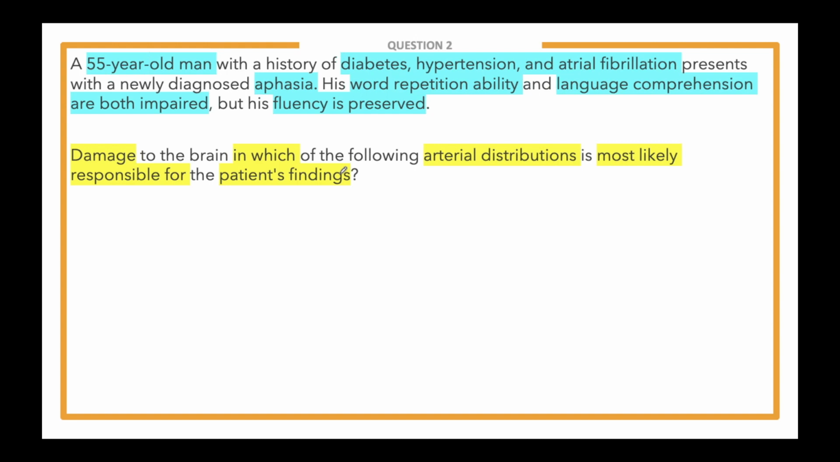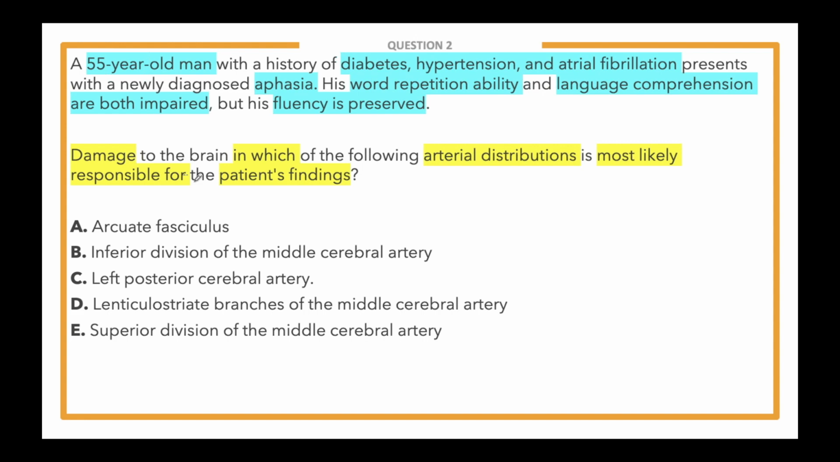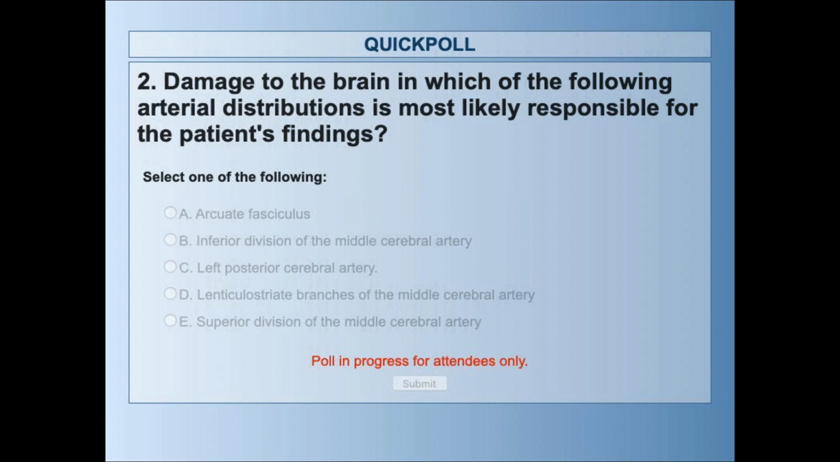So let's take a look at those answer choices and see what we're working with. Answer choice E, superior division of the middle cerebral artery. D, lenticulostriate branches of the middle cerebral artery. C, left posterior cerebral artery. B, inferior division of the middle cerebral artery. And A, arcuate fasciculus. So once again, we're going to go ahead and open up that poll. Go ahead and select the answer choice you think is the best answer, and we will talk about it in just a few seconds. Excellent. Thank you, Paras. So once again, you see the poll. Remember that all the choices are anonymous.